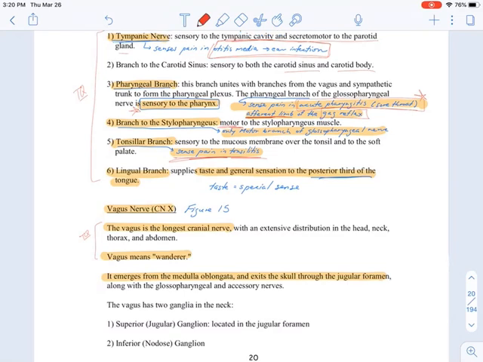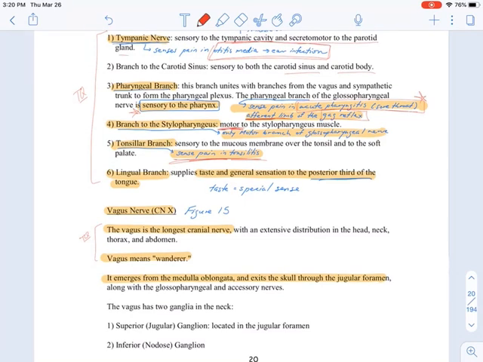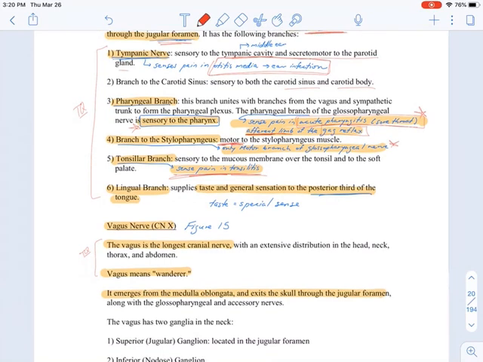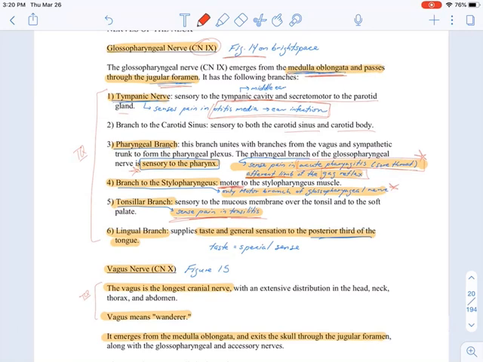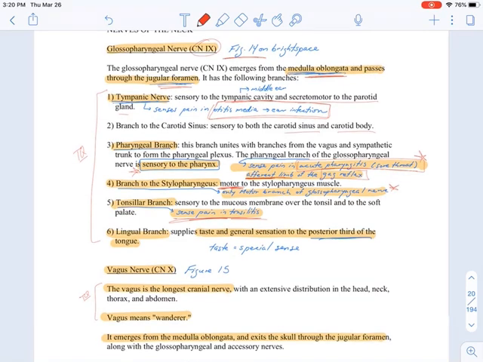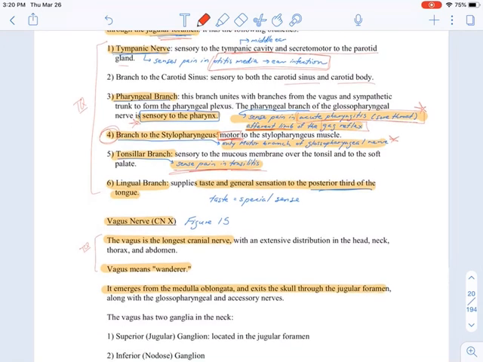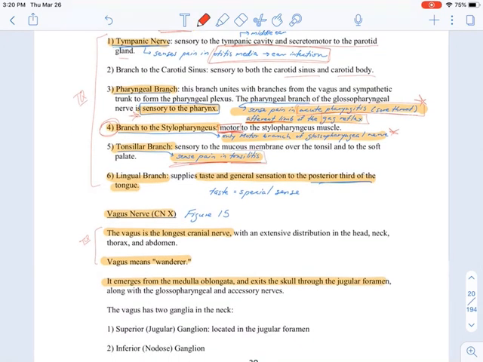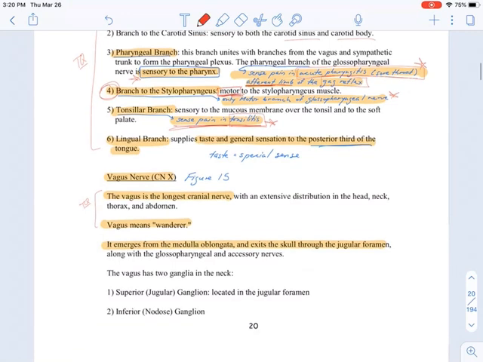We have the branch to the stylopharyngeus, so this is just straight up motor to that stylopharyngeus muscle. It is the only motor branch of the glossopharyngeal nerve. So when you're thinking of cranial nerve 9, really think about sensory, but again, number 4 here, the branch to stylopharyngeus, is its only motor component. We then get to our tonsillar branch. This is going to be what senses pain in tonsillitis.